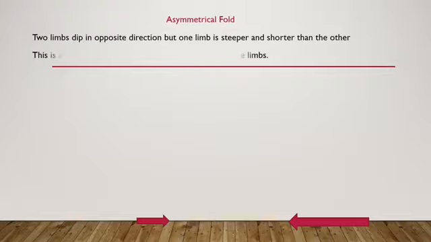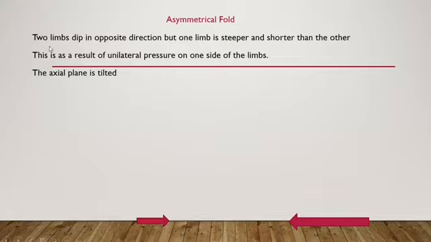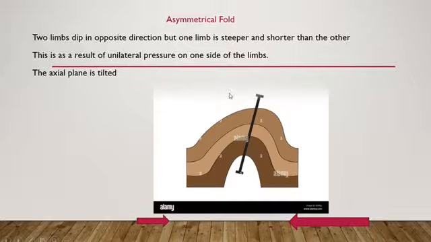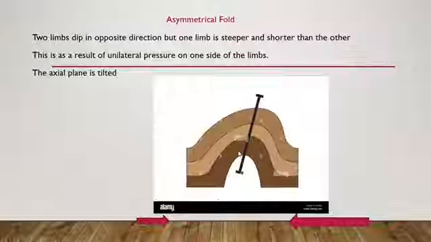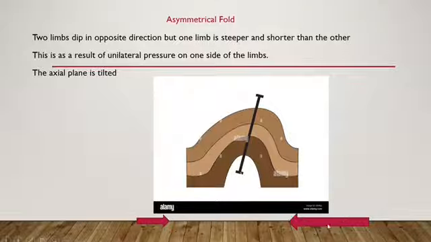And so the second type of folding that we'll be talking about is the asymmetrical fold, which talks about situations where two limbs dip in opposite directions, but one limb is steeper and shorter than the other because of what? Unilateral pressure on one side. So it means in this case, the pressure that is coming from one side is far greater than the other side. The arrows are interchanged. However, in this case here, the pressure coming from this side is stronger than the pressure coming from this side.